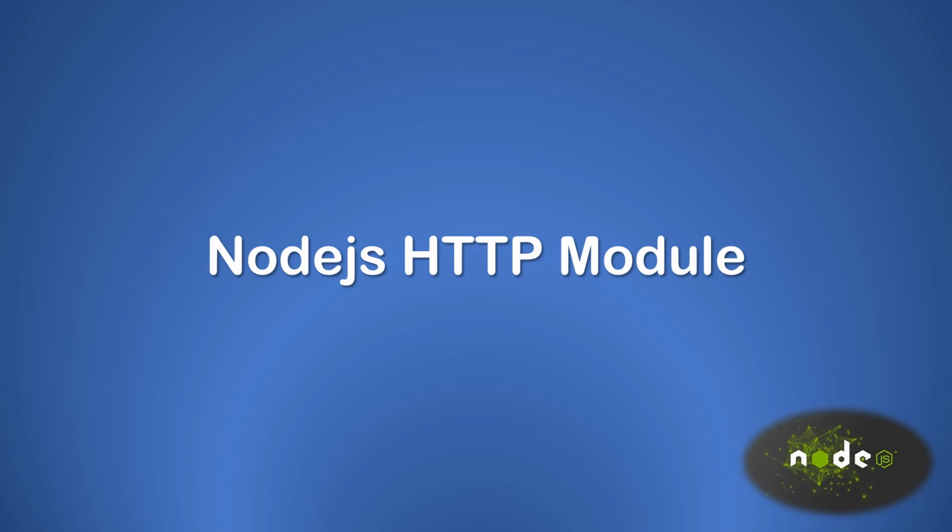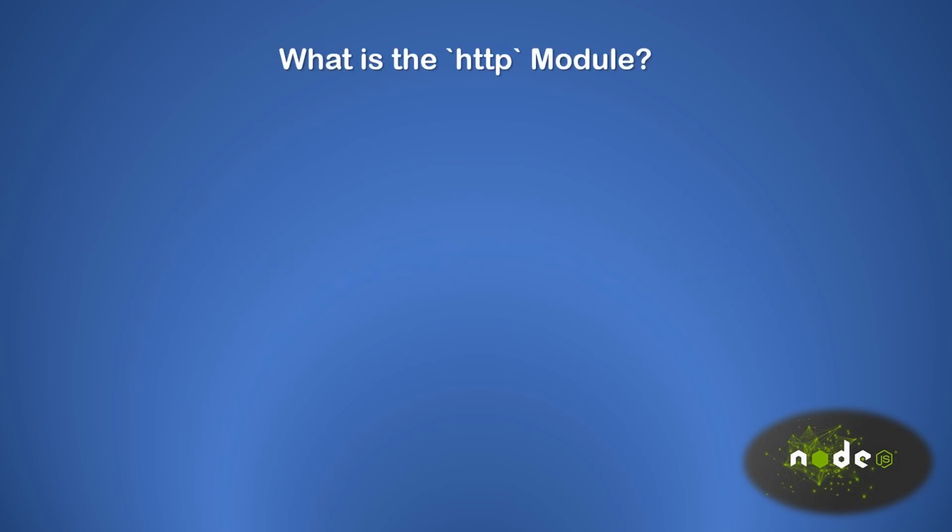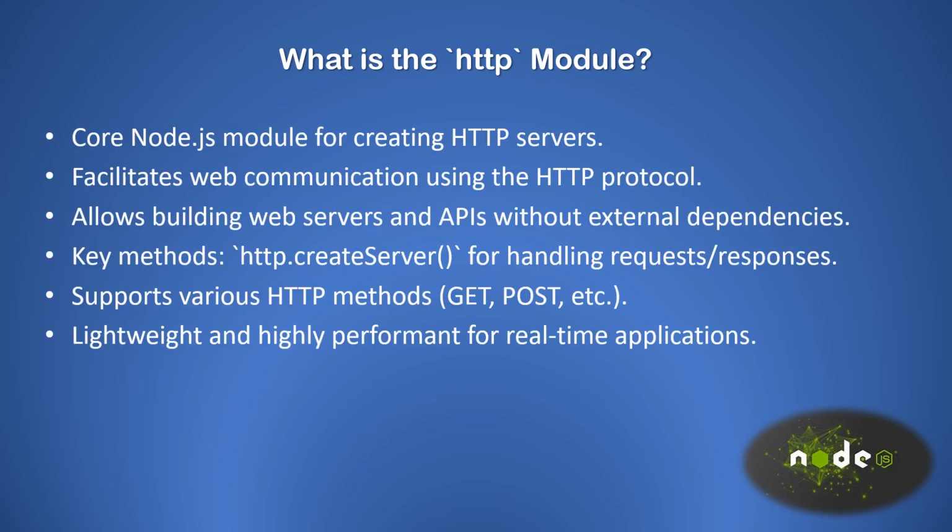Let's get started. So what is the HTTP module, right? The HTTP module is a core part of the platform and is essential for creating HTTP servers. Basically it facilitates web communication by using the HTTP protocol, which is the foundation of the web, as you all know. This module allows you to build web servers and APIs directly without needing any external dependencies, making it simple and efficient for any developer to create a server.